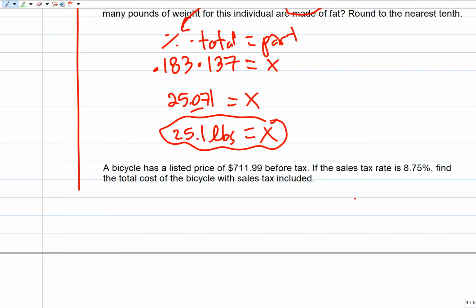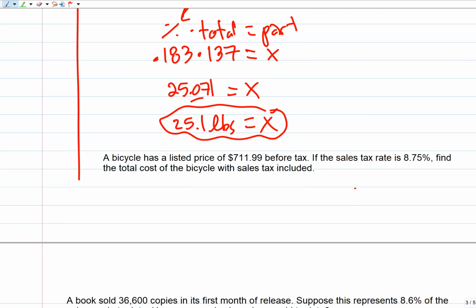A bicycle has a list price of $711.99 before tax. Sales tax rate is 8.75%. Find the total cost. Well, I can do the percentage times the total. So I can take the total and multiply it by 0.0875 times the total. And what that will do is give me what the tax was. That will give me the part.